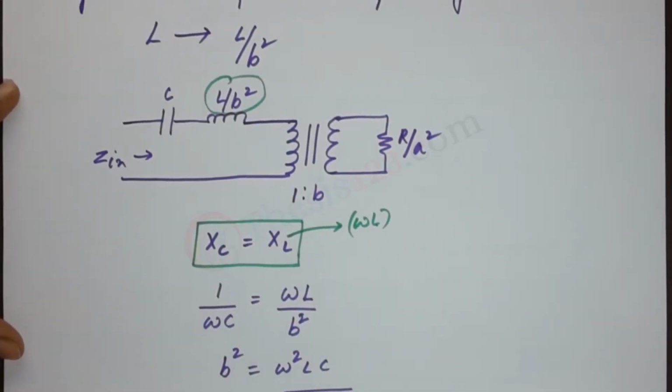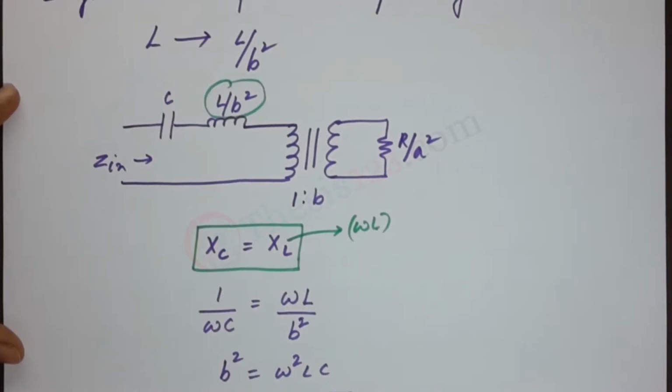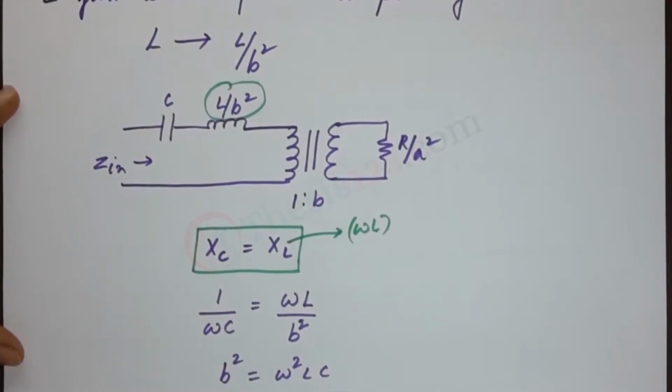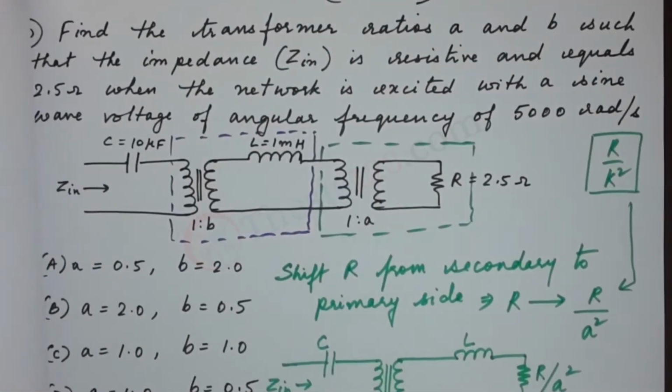I think we can leave it this way for now. Alright, so now the next step is to plug in the values of L, C and omega. The question gives us the values. I'll note it down here. Let's see. What are the values given to us?